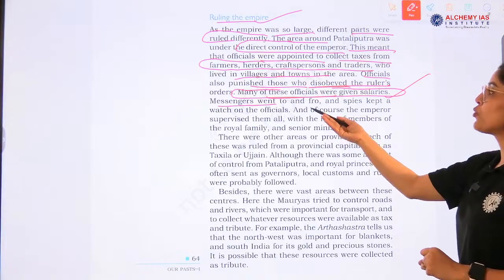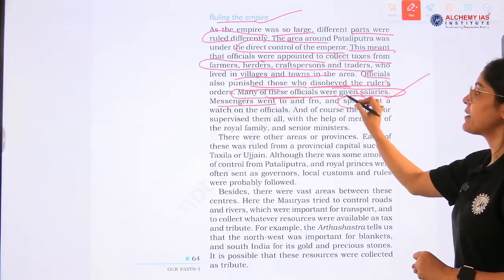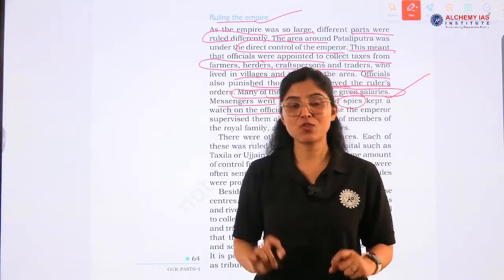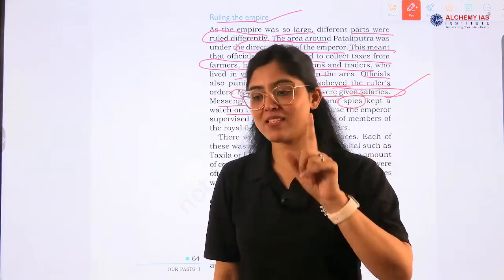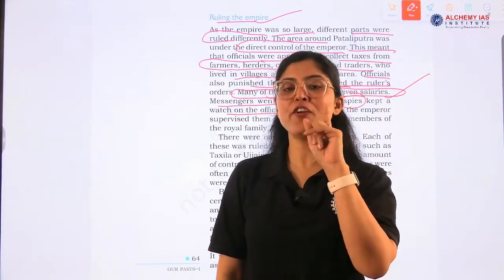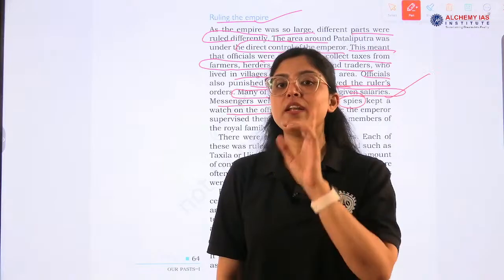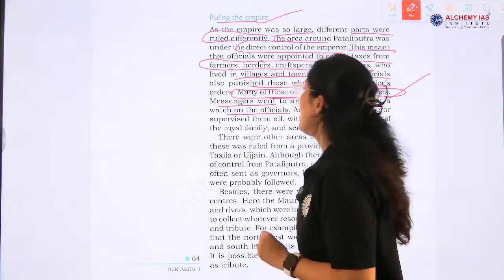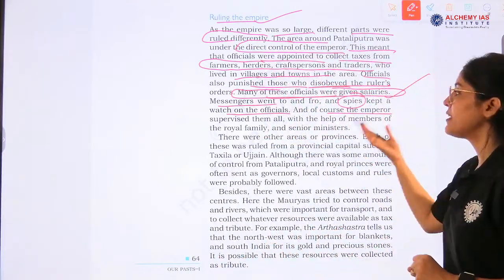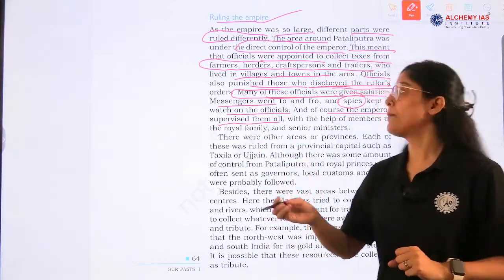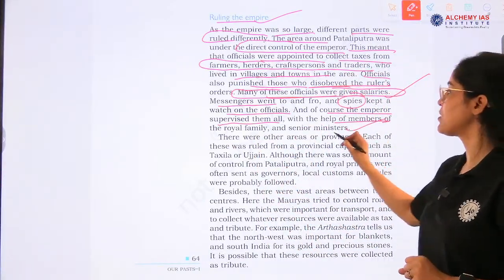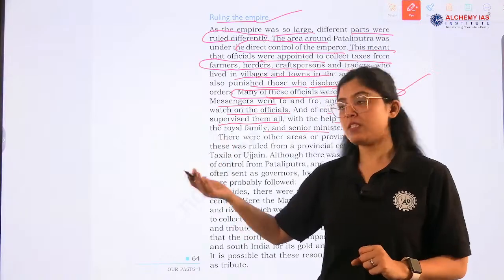Messengers went to and fro and spies kept a watch on the officials. So was there a spy system? Yes, there was a spy system. Third, very important information regarding the Mauryan administration: of course the emperor supervised them all with the help of members of the royal family, ministers and officials.